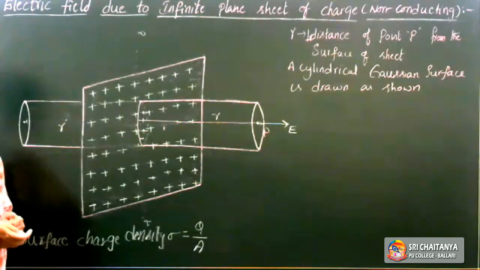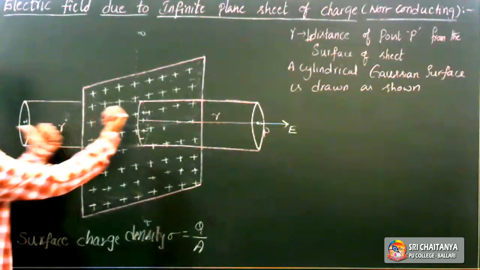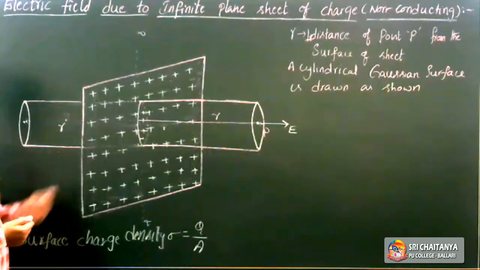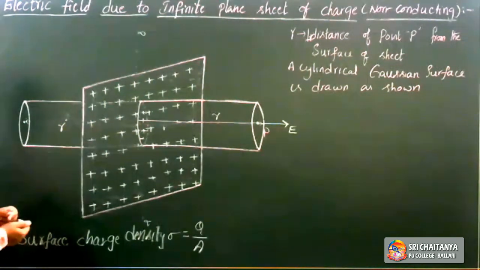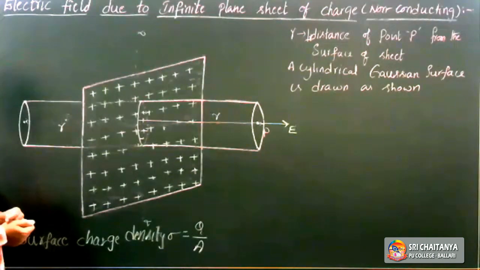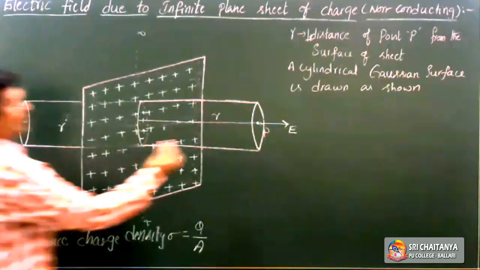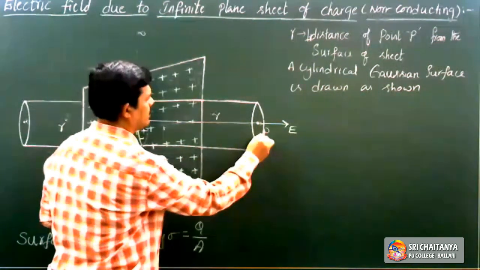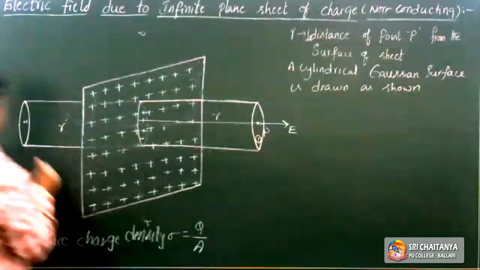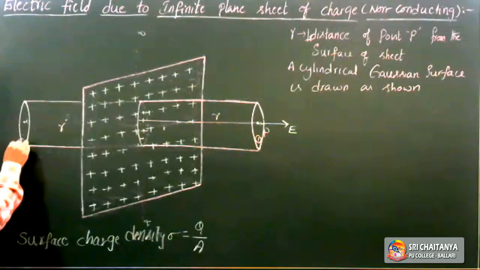Next, what is the third step? What is the flux through that Gaussian surface? We know it is a cylindrical surface, so it has three surfaces. This one is a flat surface. The second one is the flat surface.